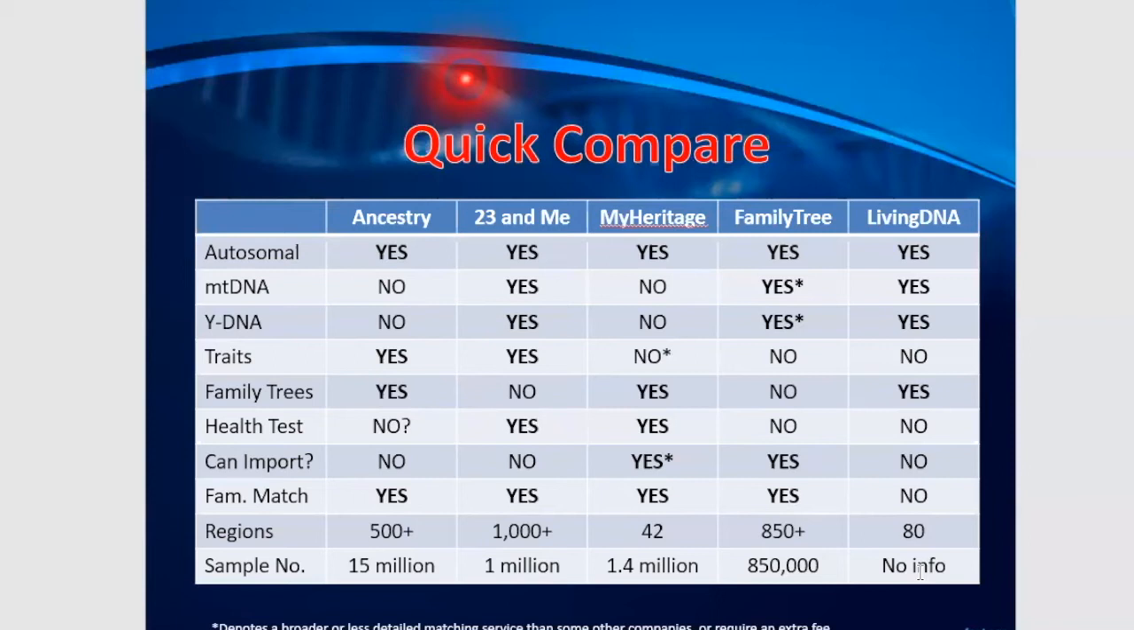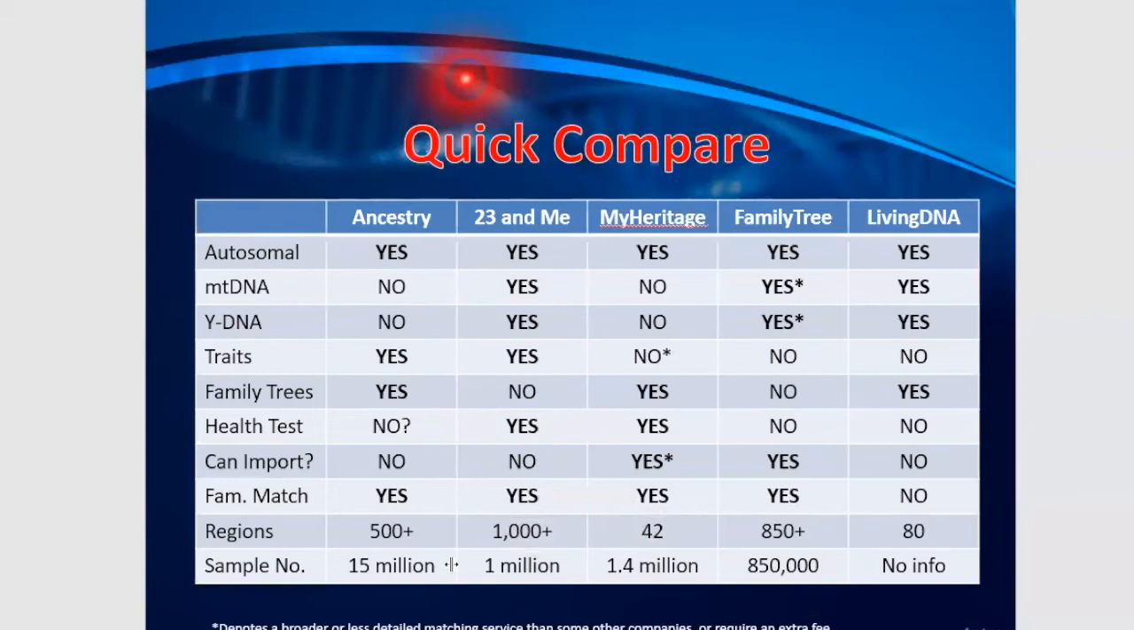Living DNA is probably the number one that you want to go to if you're concerned about privacy, because they are very, very strict with what they can and cannot do with your DNA. So that's why this one says no info, even though we know it's one of the bigger ones that people use. So 23andMe, and these numbers are a little bit outdated, but not that outdated. Theirs are at about 1 million, whereas the sample number for Ancestry is about 15 million.